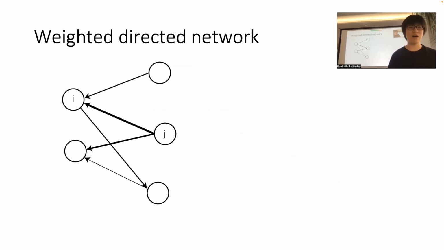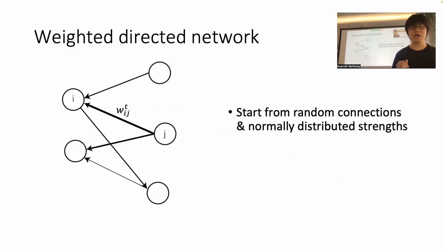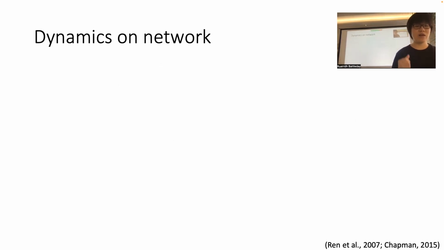We are going to have a weighted directed network. For a connection from node J to node I, we denote its strength as Wij(T). Here, T represents the step of simulation. And we start from a directed network with random connections and normally distributed strengths. For the dynamics on the network, there are two ways to model it. The first one is consensus dynamics.